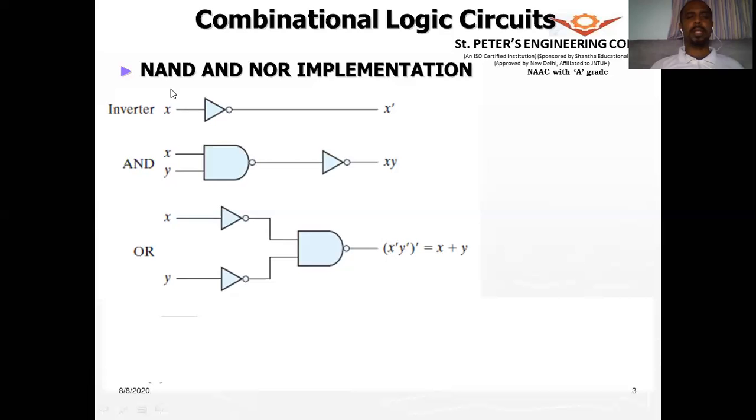So NAND gates are called universal gates, and not just NAND gates. Even NOR gates are also called universal gates. That also we will see. So we have discussed so far that the NAND gate can be used to implement all the basic gates.